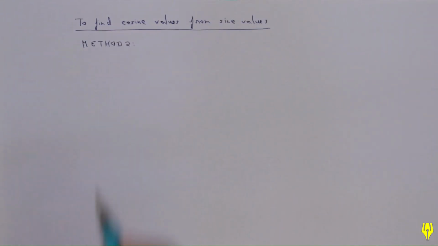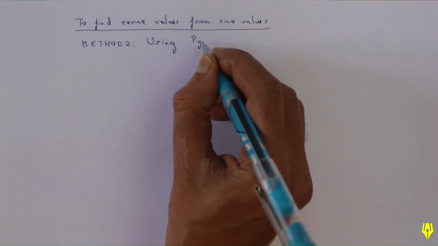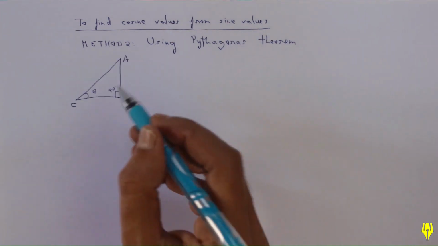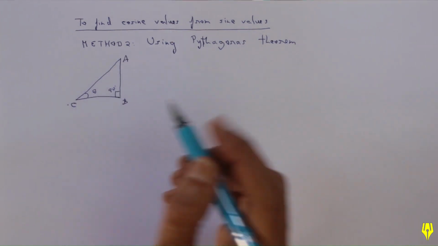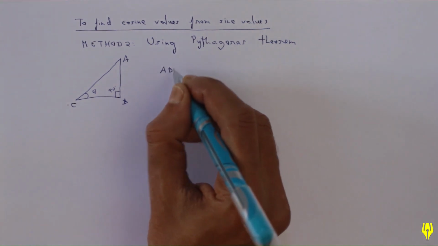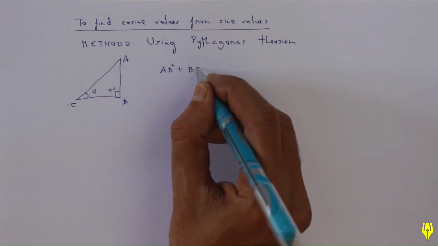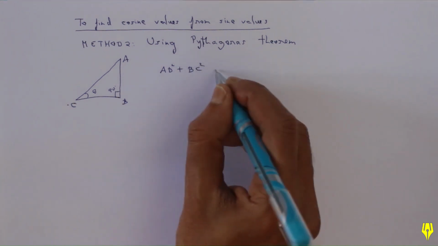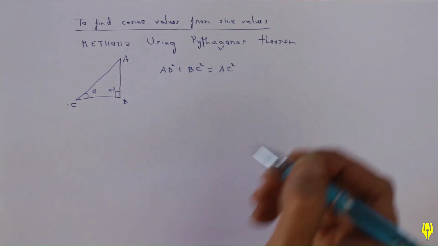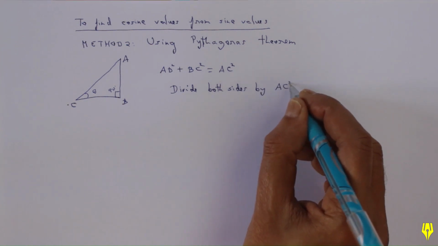Now coming to the second method of finding cosine values from sine values. This is using the Pythagoras theorem. Pythagoras theorem tells us that the sum of the squares of the sides of a right angle triangle will be equal to the square of the hypotenuse, that is AB square plus BC square equal to AC square. Now divide both sides by AC square.